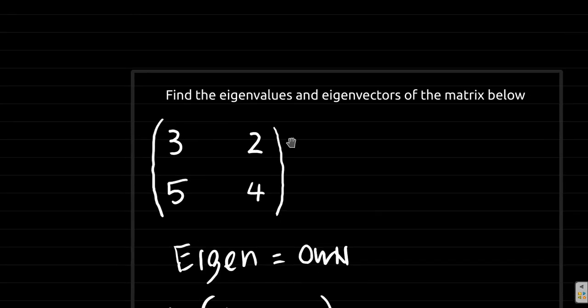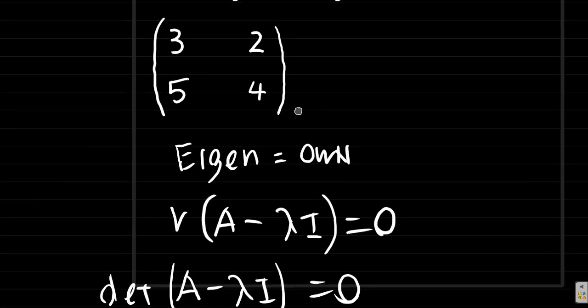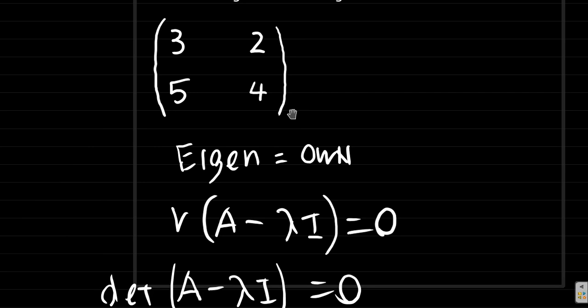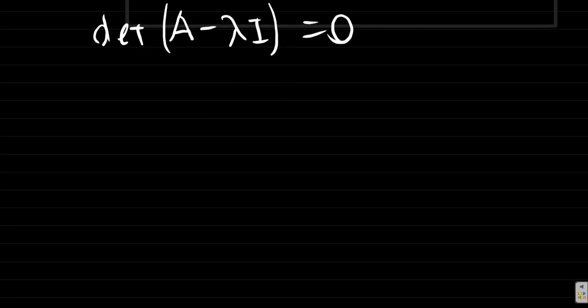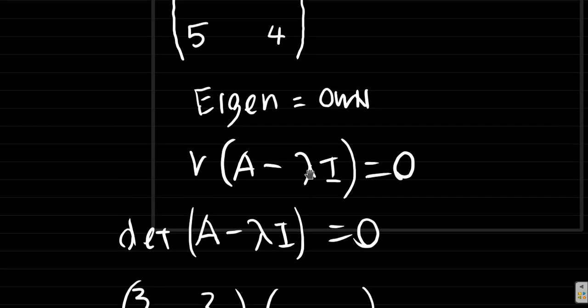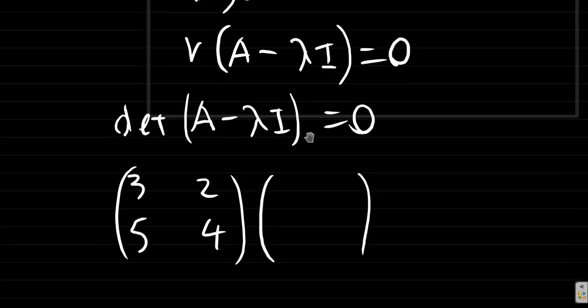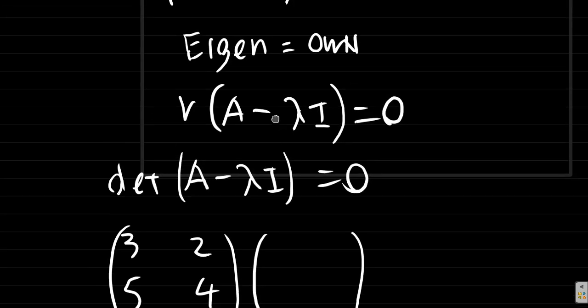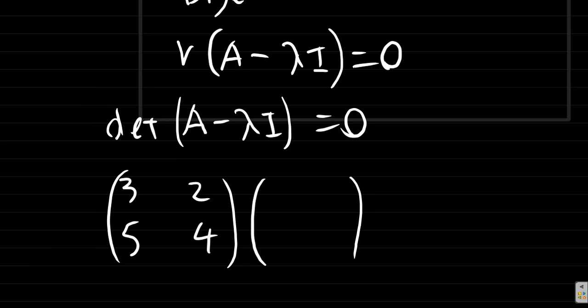So using those arguments, let's look at this. The matrix A is 3, 2, 5, 4. So we have 3, 2, 5, 4 minus lambda times the identity matrix. Not multiplied by, minus.